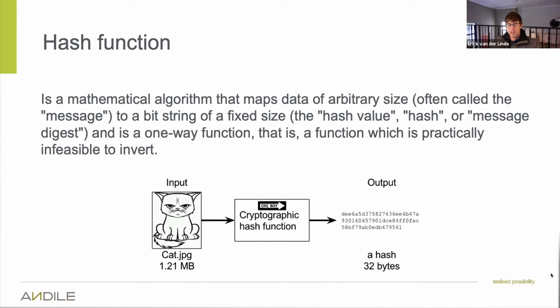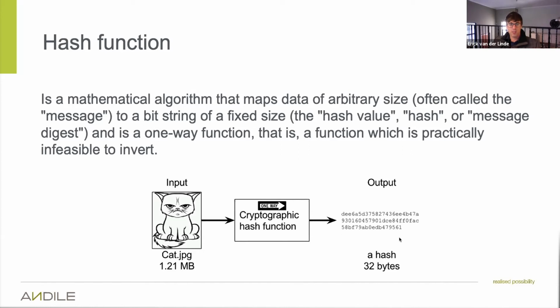Another point to take note of is that a good cryptographic hash function won't have any collisions. So there's no two inputs that could yield the same output. So there will never be two different transactions or documents or images that will yield the same output if you pass them through the same cryptographic hash function.